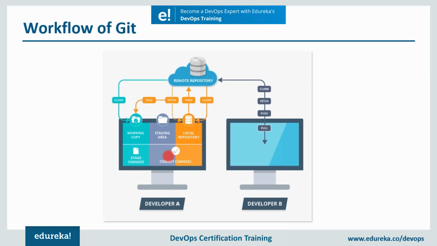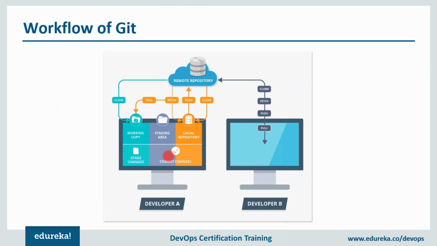Next, you have the commit command. The commit command commits all the files in the staging area to the local repository. After that, we have the push command. The push command pushes all the changes made in the local repository to the remote repository. So anytime you have a set of changes ready, then you can use the push command to push all the changes from the local repository to the remote repository.